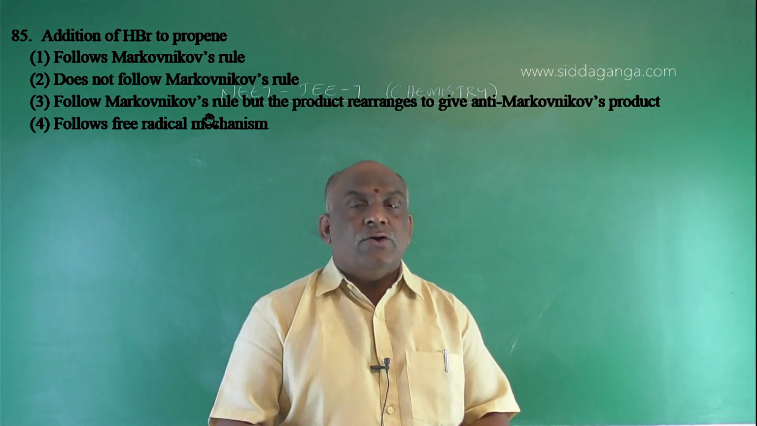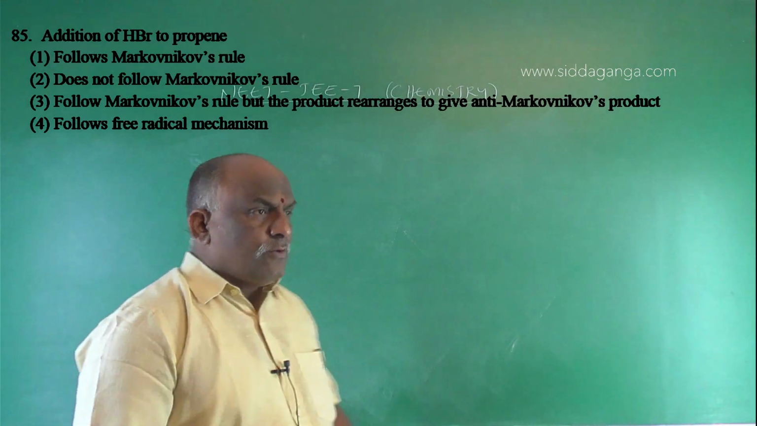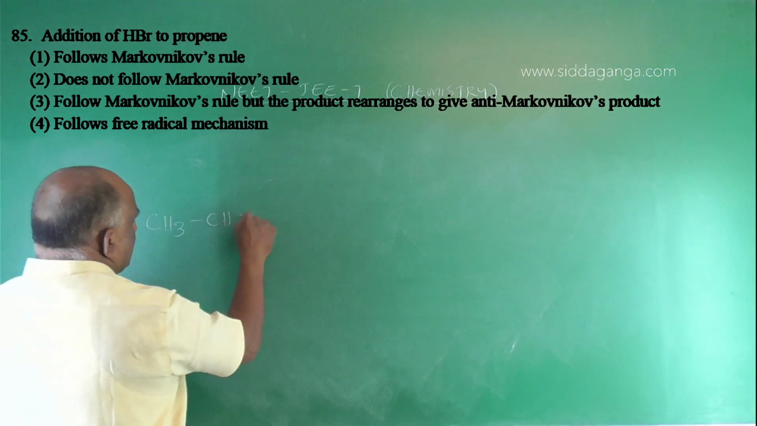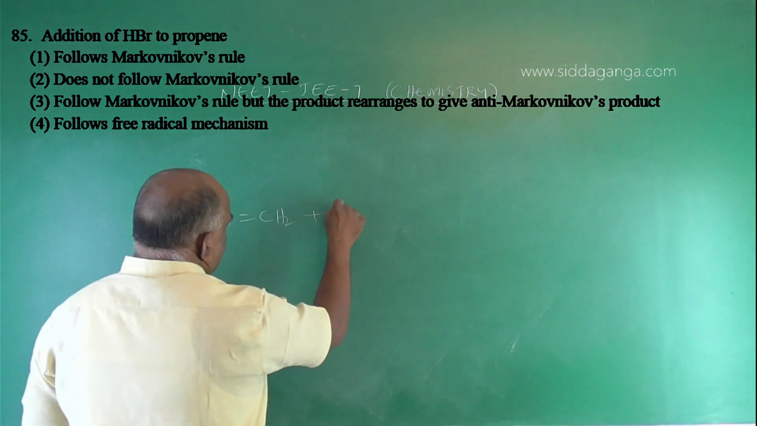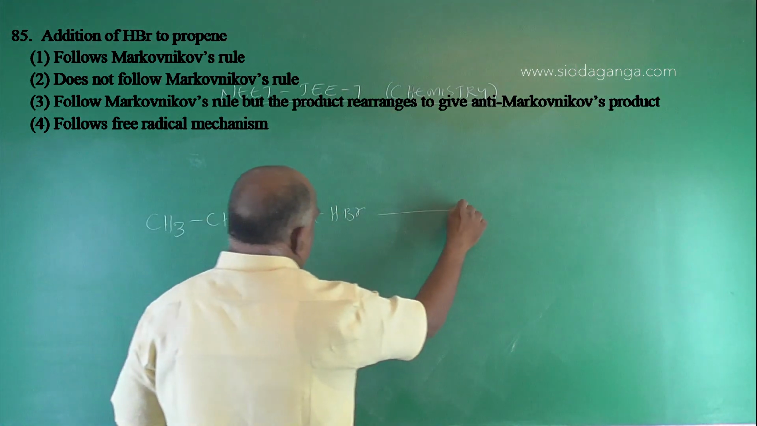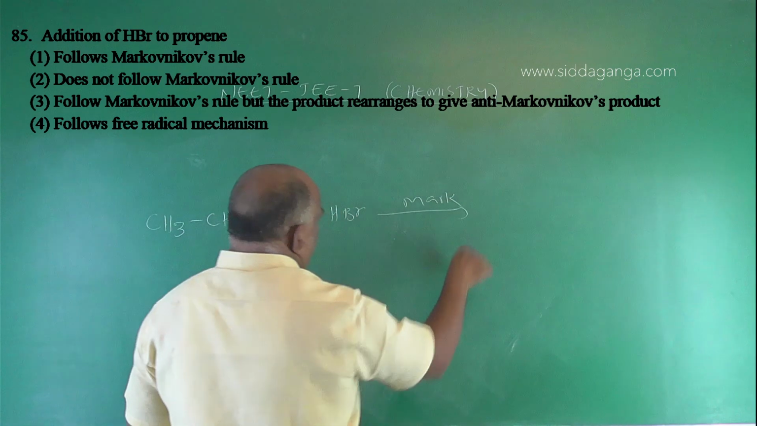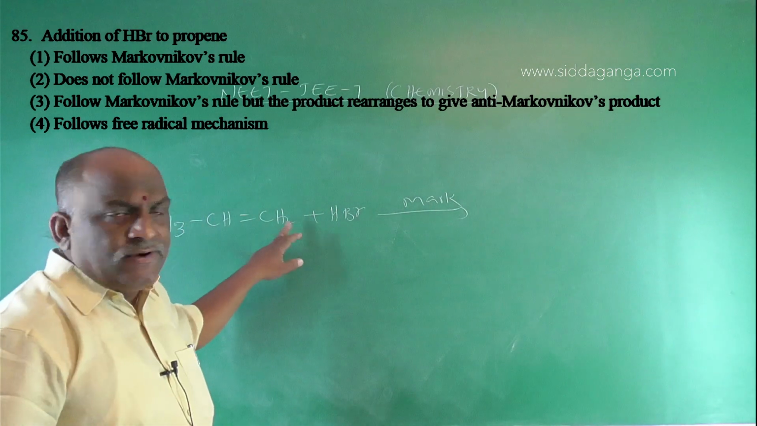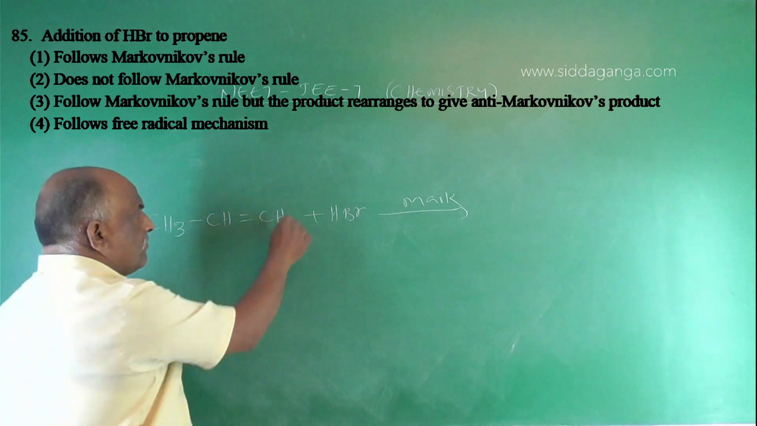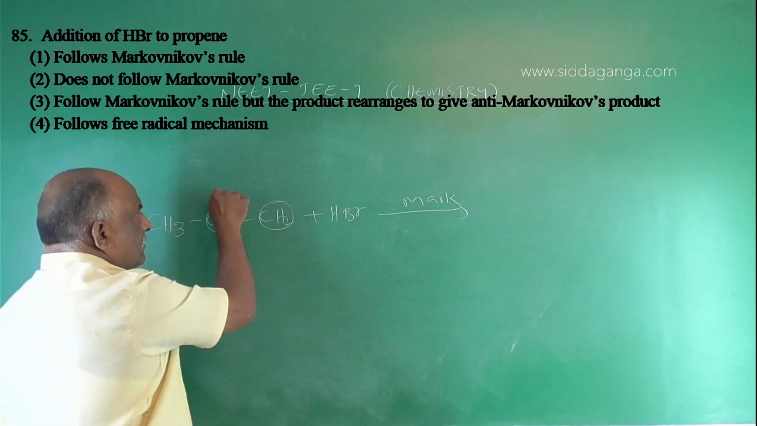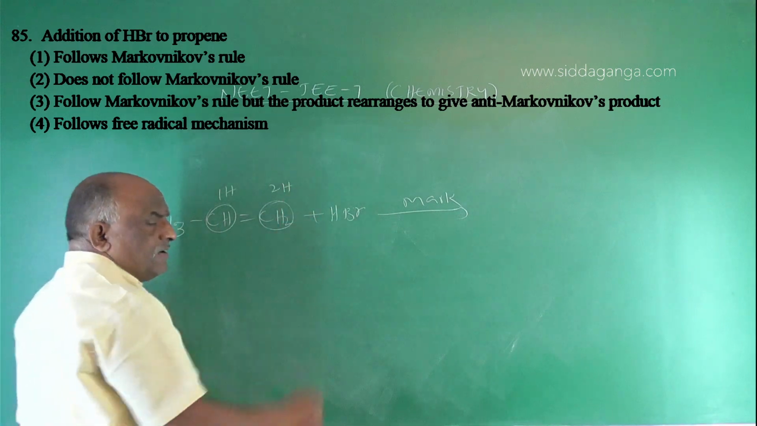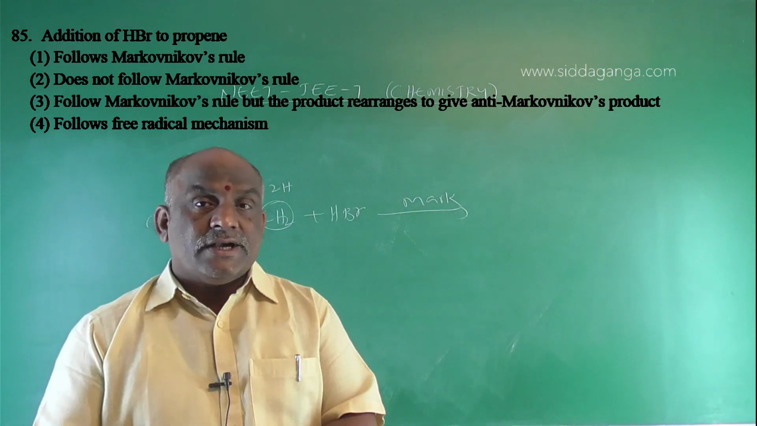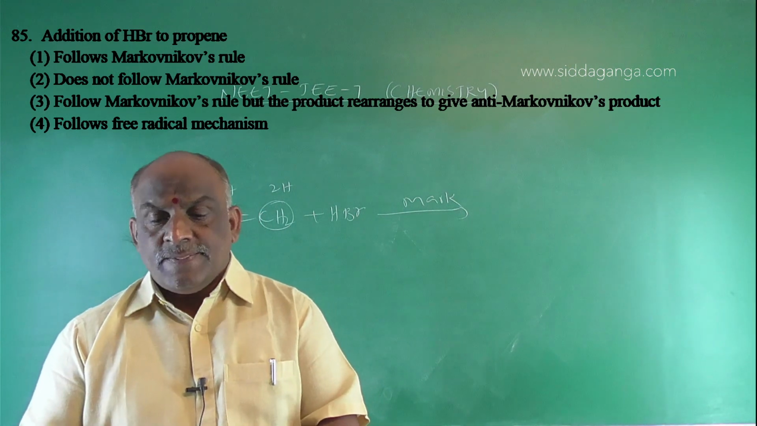Addition of HBr to propene. Propene we write as CH3, single bond, CH, double bond, CH2, plus HBr. Compulsorily, what rule should we follow? Markovnikov rule. Compulsorily we should follow Markovnikov rule because it is an unsymmetrical alkene. Unsymmetrical alkene means here two hydrogens are there, here one hydrogen. According to the Markovnikov rule, we should follow it to decide the product. Product decision is based on the Markovnikov rule.